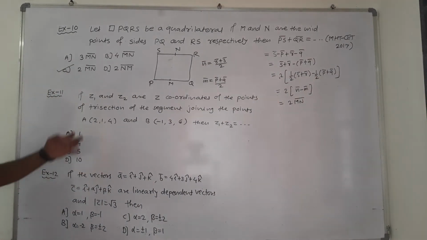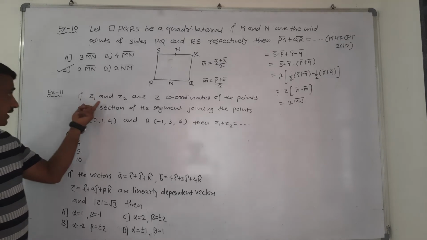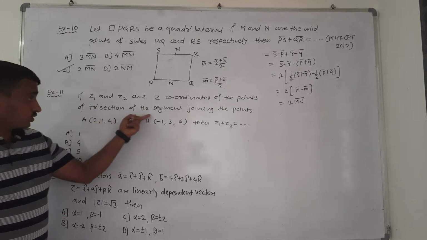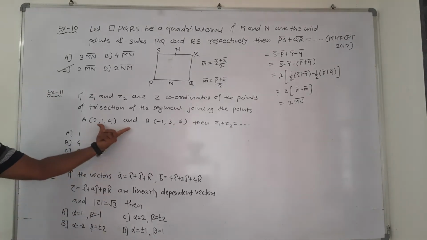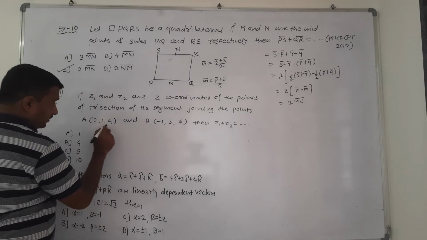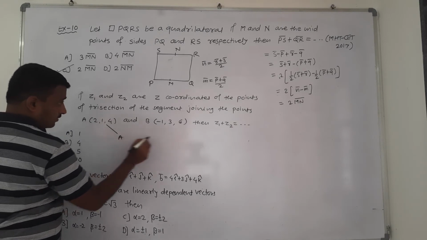Check. Next example, again Z1 and Z2 are the Z coordinates of the points of trisection of the segment joining these 2 points. Therefore this point is A, and this is the B point.